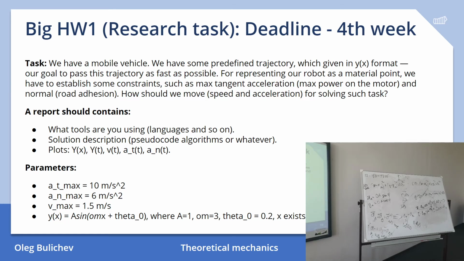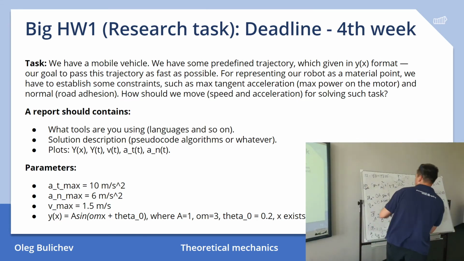So informally, we have a mobile vehicle. Assume it's a robot. We have some preferred trajectory, which is given. In our case it will be some harmonic function.